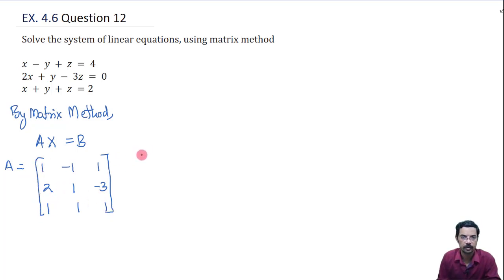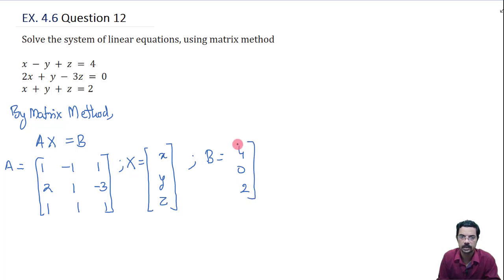Then we have our x matrix, the variable matrix, that is a column matrix. So the column matrix will be nothing else but x, y and z, and that last one is B. B will be equal to 4 0 and 2. We first check whether the determinant value of A is non-zero or not. So first of all we will check the determinant value of A.